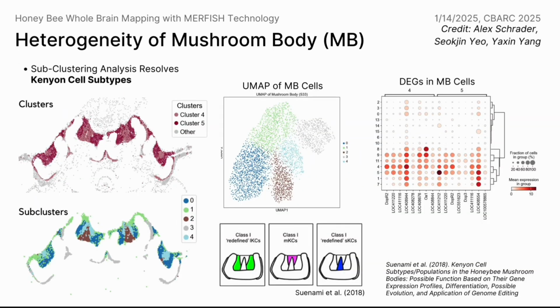Zooming in on the mushroom bodies, we can break them down even further. By subclustering, we resolve distinct Kenyon cell subtypes, each with their own gene expression signature. These subtypes have been described before, but MERFISH lets us see exactly how they're arranged in 3 dimensions.